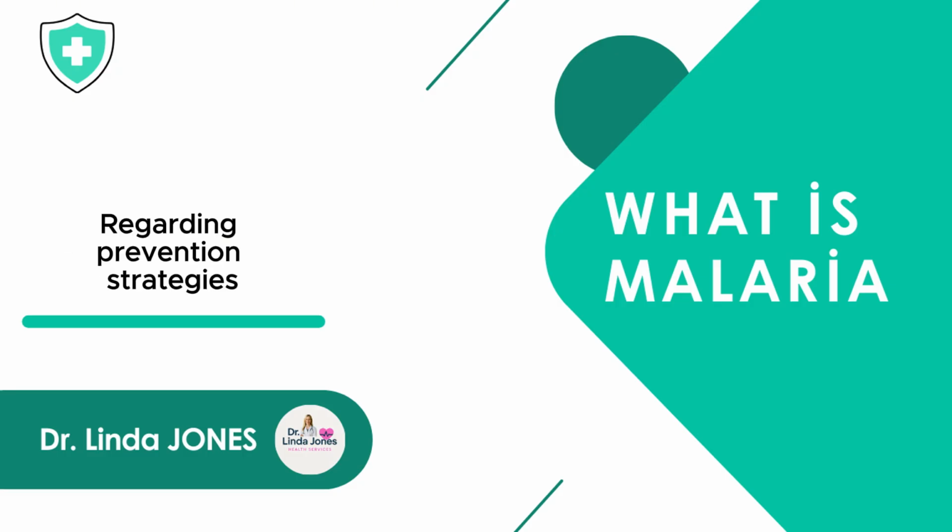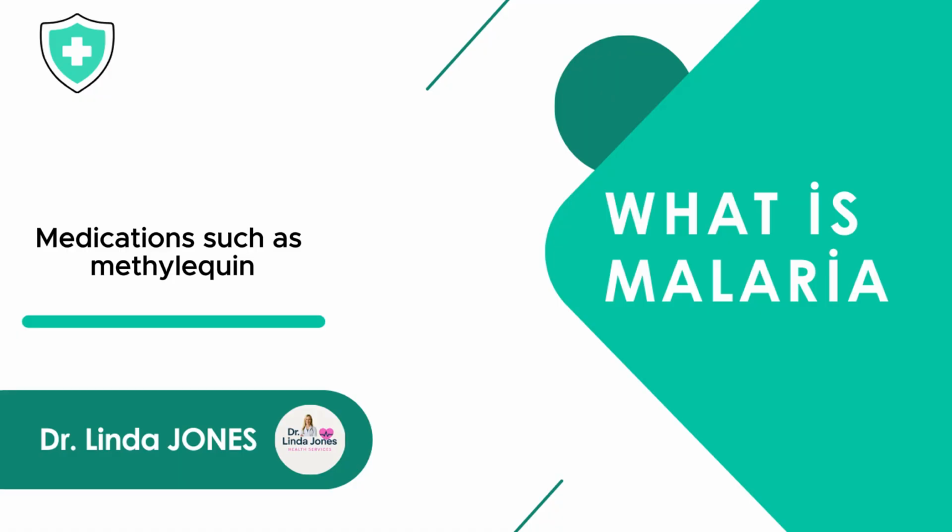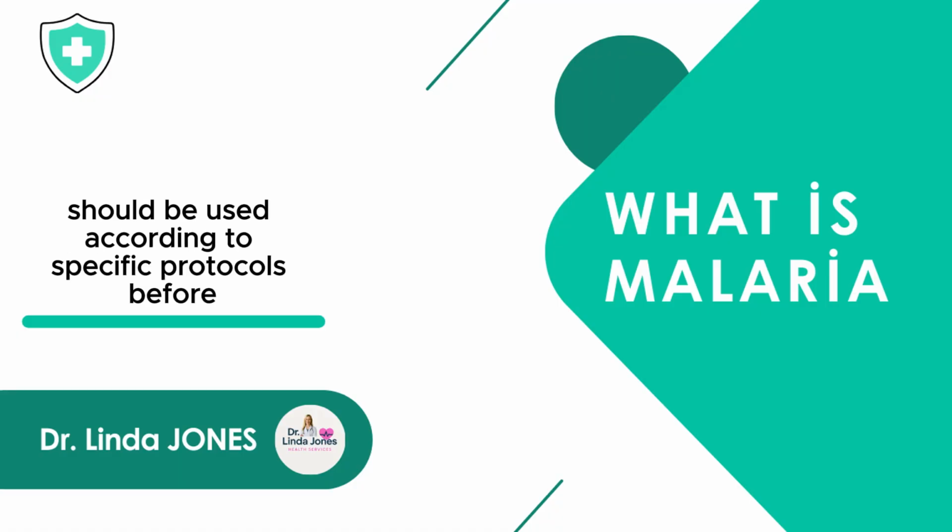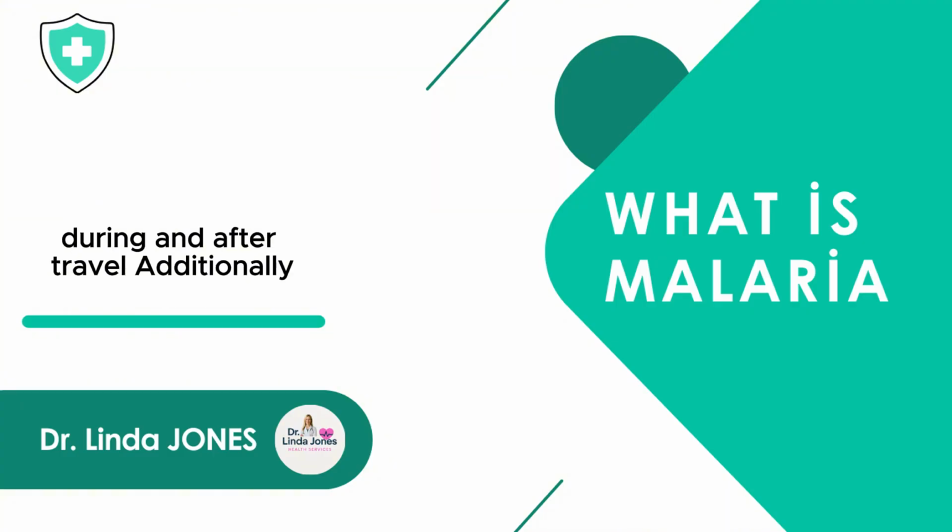Regarding prevention strategies, we recommend chemoprophylaxis for individuals traveling to endemic areas. Medications such as mefloquine, doxycycline, or atovaquone proguanil should be used according to specific protocols before, during, and after travel. Additionally, mechanical protection methods like insecticide-treated bed nets, DEET-containing repellents, and proper clothing are highly effective.